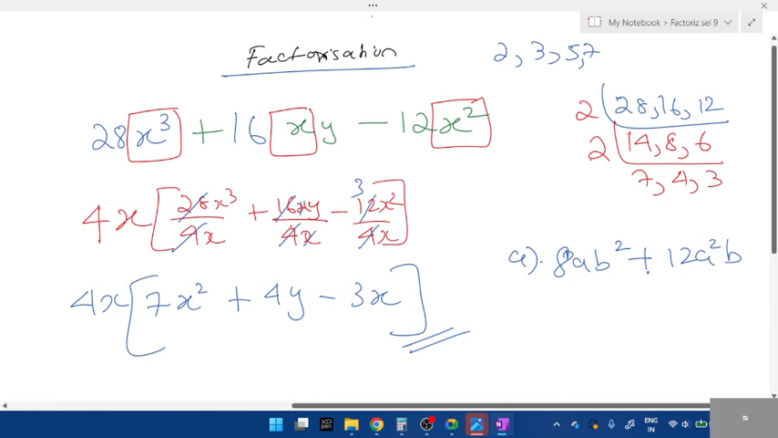See A, which is less degree. Check B, which has less degree. According to that, take out and factorize.